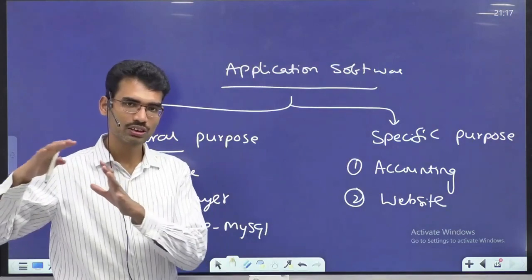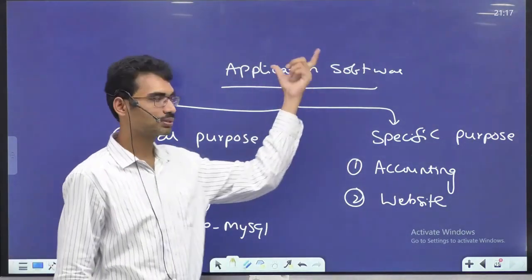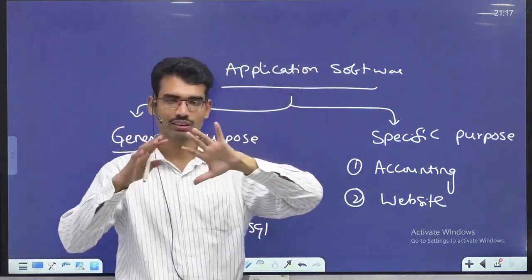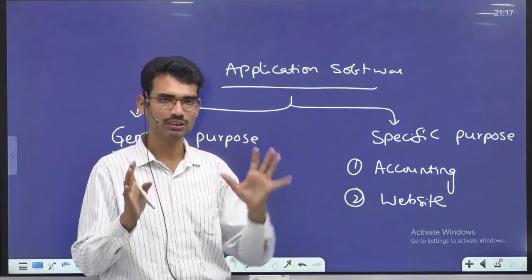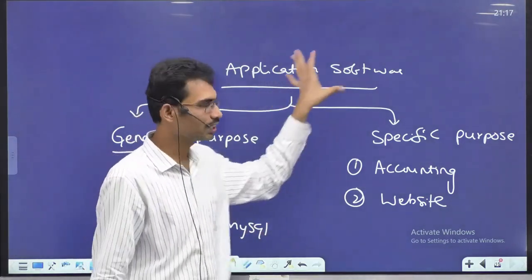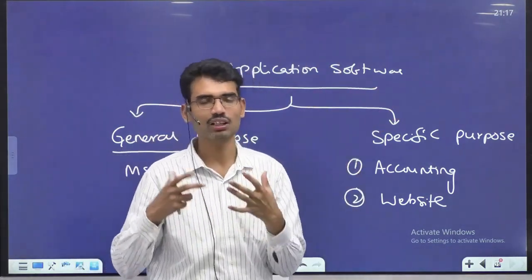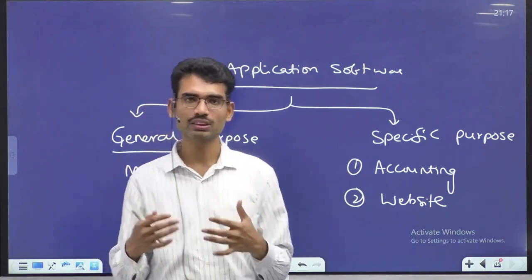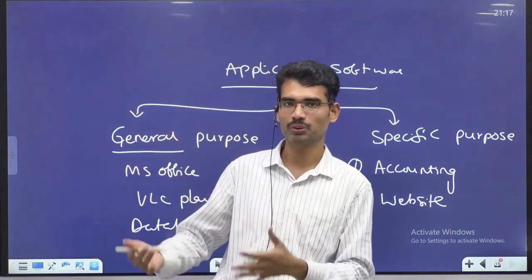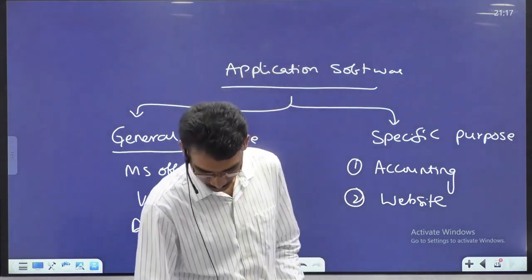So we have seen system software. That system software is fundamental for integrating all input, output, and the central processing unit. Application software is for specific goals where users can benefit from these computers.